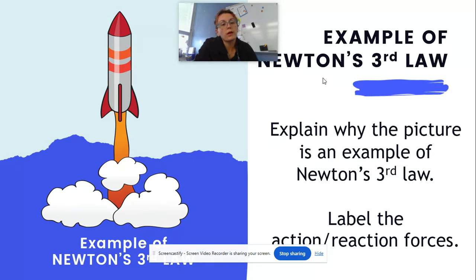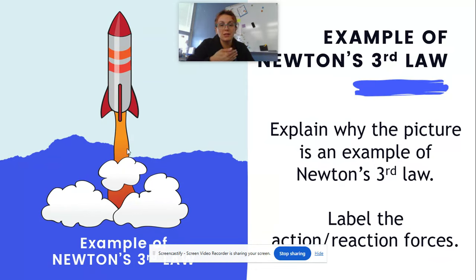So looking at our rocket, what is the first thing that happens when a rocket takes off? Well, it's going to start burning fuel. And what happens is it creates what's called thrust. Thrust is a force that shoots downward. Okay, it's going to shoot downward. That is our action. So the action is the exhaust or the fuel pushing down.